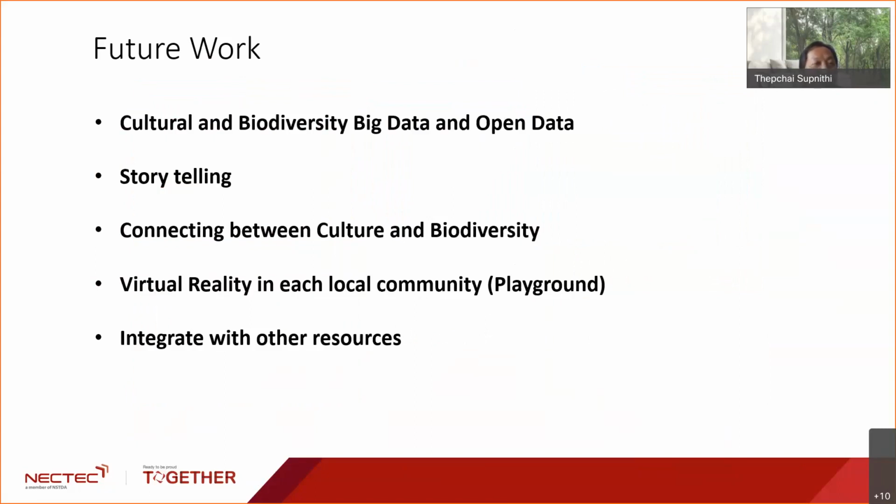And we also have a lot of things. For example, we want to mix up culture and biodiversity, big data, and open data. And also we try to make use of them by convincing people to do storytelling. This is a very important part. And also try to connect culture and biodiversity, and make use of the playground by putting virtual reality in each local community, and also integrate with other resources. I think this is all of my topics now. Thank you so much.